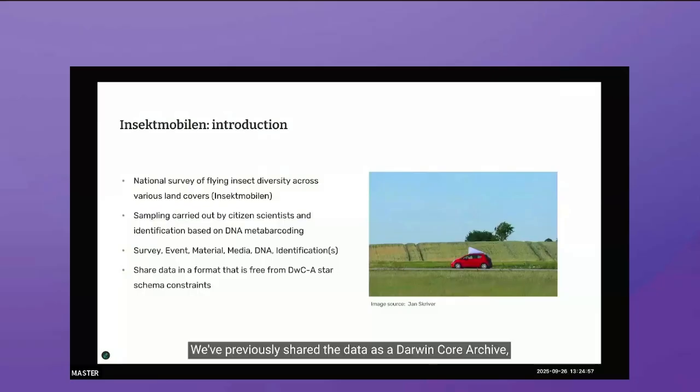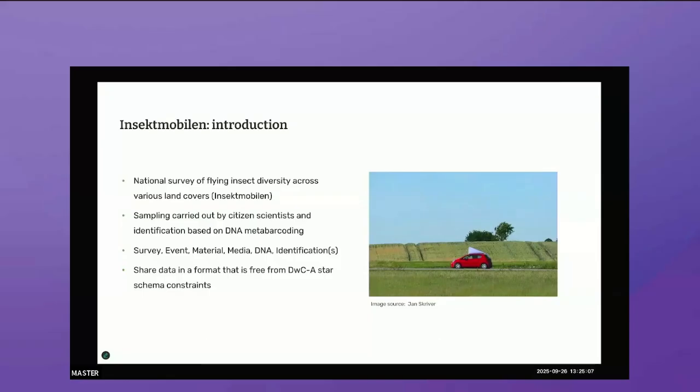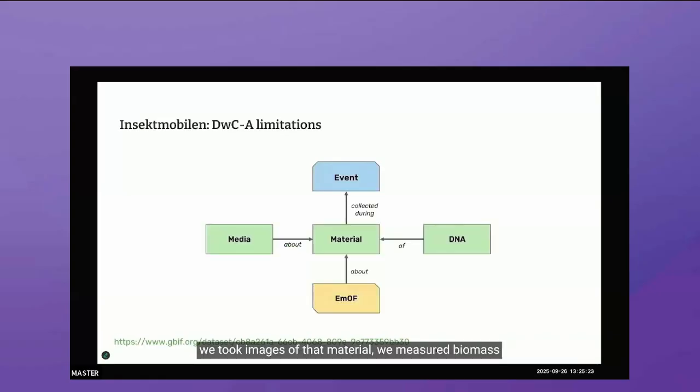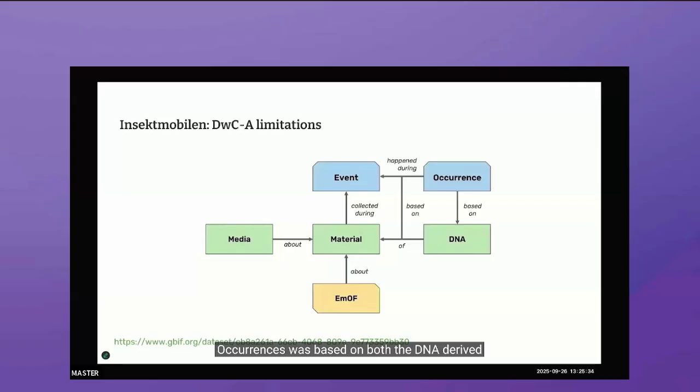We've previously shared the data as a Darwin Core archive, but because of the star schema limitation, it was never really a good fit, and we wanted to see if data could be better shared with Darwin Core Data Package. So if we go back to the Darwin Core archive, in the ideal world, with the table options we have, we would first share the sampling events, and from those events, we collected the material. We took images of that material, we measured biomass of the bulk sample, and we extracted DNA. Occurrences were based on both the DNA-derived and the morphological identifications.